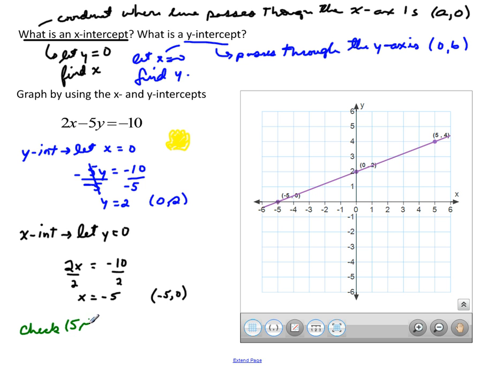Does that work? Well, it should if 2 times 5 minus 5 times 4 equals negative 10. Does it? Well, sure enough, 10 minus 20 does equal negative 10. Everybody goes home happy.